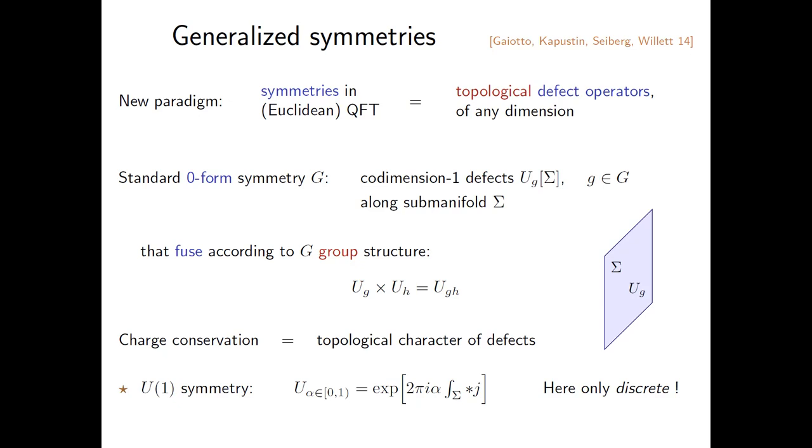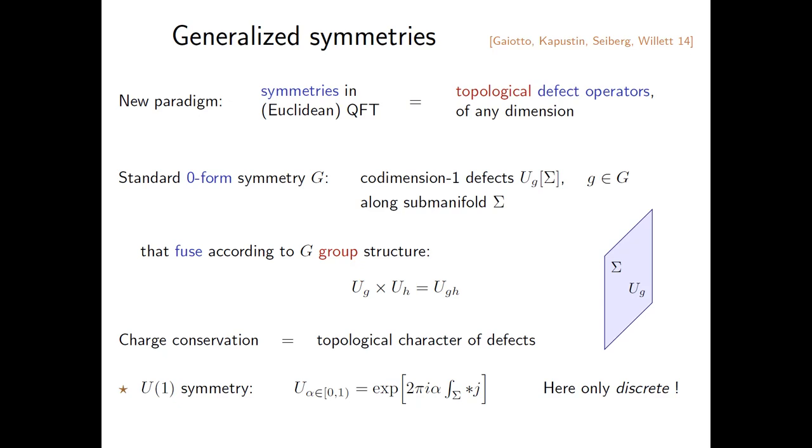For each element of the group, there is one codimension-one defect along some submanifold, which is essentially a domain wall. These defects can fuse according to the group structure, so this is the group multiplication law. And the fact that the charges are conserved translates into the fact that these defects are topological, so they can be moved in correlation functions as long as they don't cross some other operator.